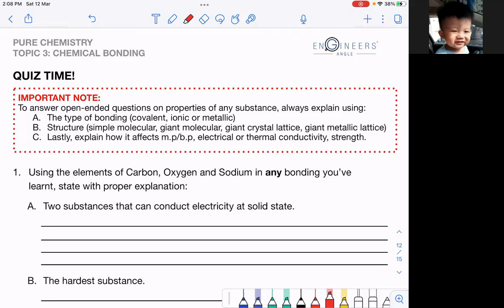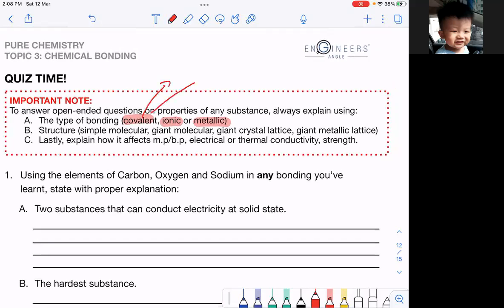For combined, you only need covalent, ionic. For pure, you need covalent, ionic or metallic. This, just also write down. Covalent also got 2 types. You must be clear. It's either simple or giant. For combined, no need. Okay, for combined, your covalent only is simple.